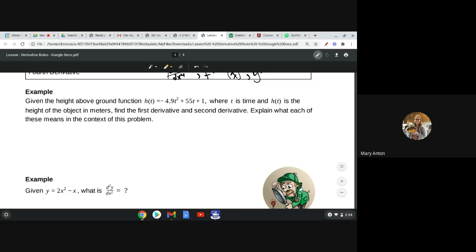Sound good? Okay. All right, given the height above the ground function, h of t is negative 4.9 t squared plus 55 t plus 1, where t is time and h of t is the height of the object in meters, let's find the first and second derivative, and then explain what these even mean. You ready? Okay. So, since our function is h, we'll say the derivative of h, h prime of t.